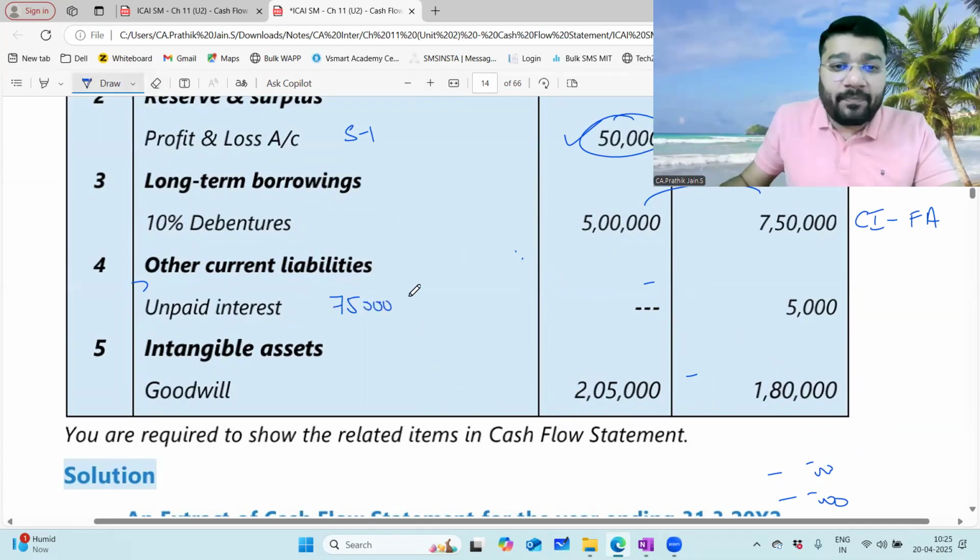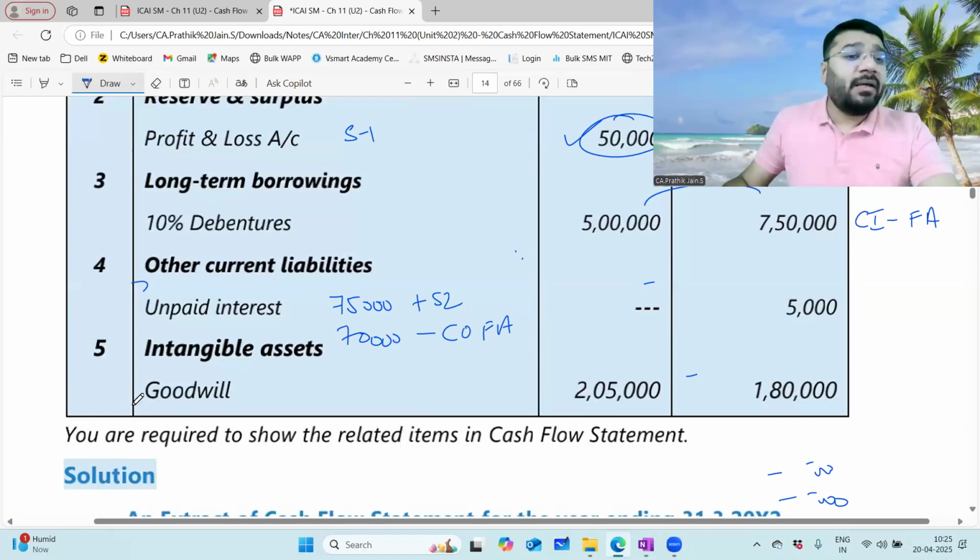So now 75,000 interest is there. This I will add back in segment 2. And since 70,000 out of that is paid, I'll minus it from the cash outflow of the financing activity. Any problem? No, sir. Okay.